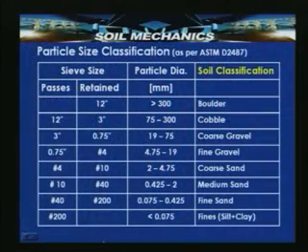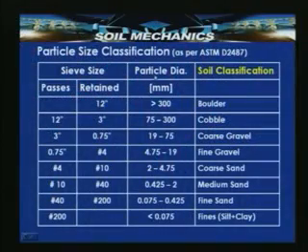Let us look at the particle size classification. Based on the grain size, once we get the gradation of the different particles, we will be able to classify the soil based on their particle size. This is the table which shows the particle size classification as per ASTM D2487. This is a code in ASTM which talks about the particle size classification. Here in this table, the sieve size, particle diameter and the soil classification are given. So, different types of sieves are indicated.